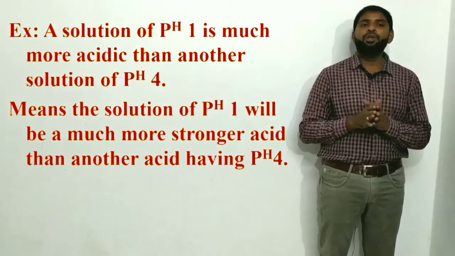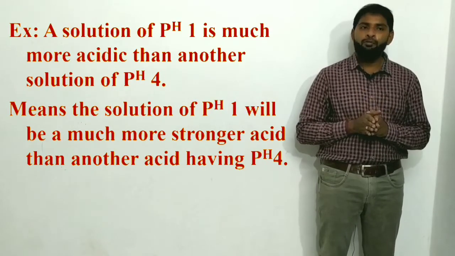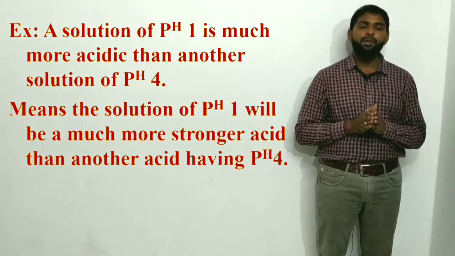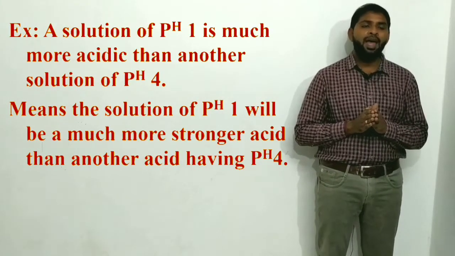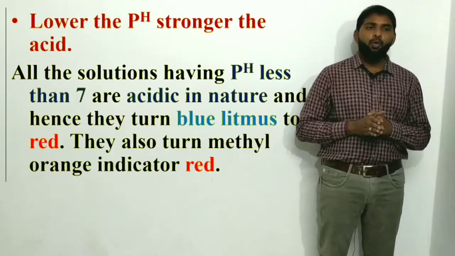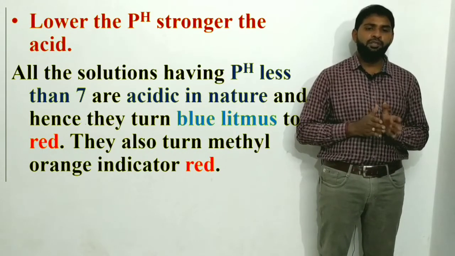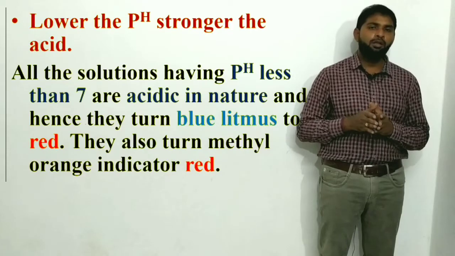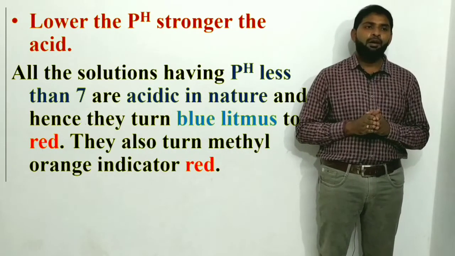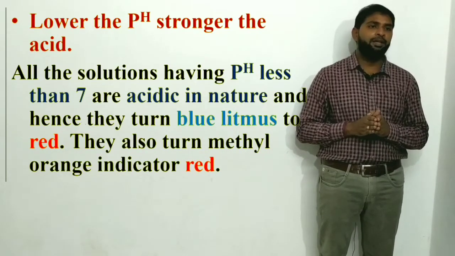For example, a solution of pH 1 is much more acidic than another solution of pH 4. Means the solution of pH 1 will be a much stronger acid than another acid having pH 4. Lower the pH, stronger the acid. All the solutions having pH less than 7 are acidic in nature, and hence they turn blue litmus to red.